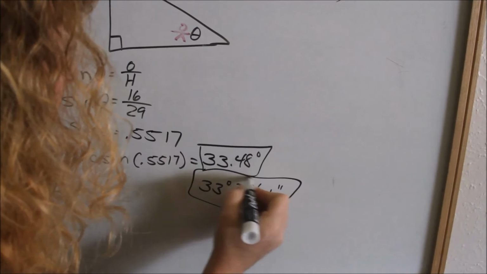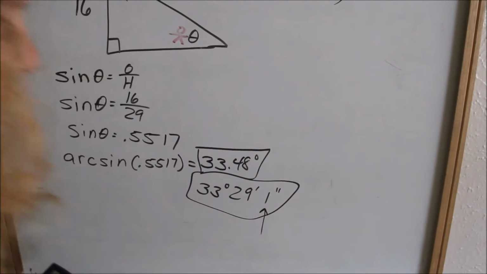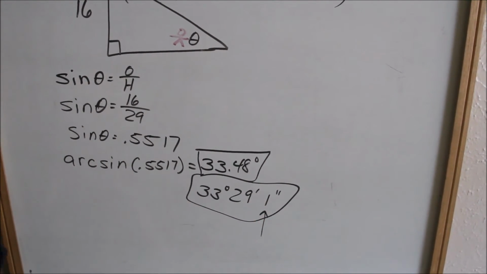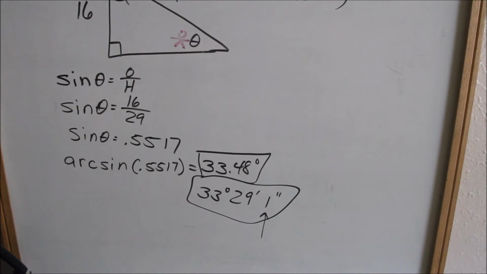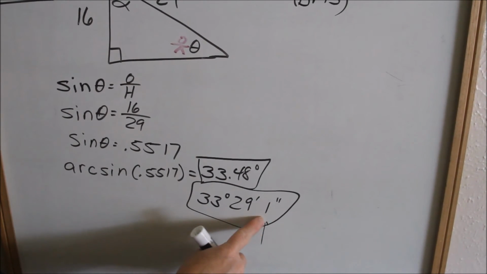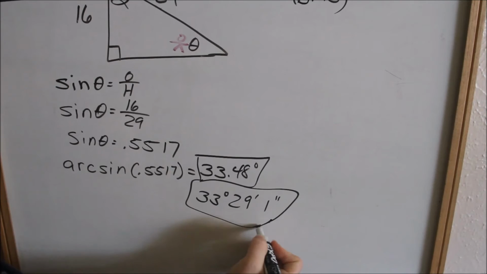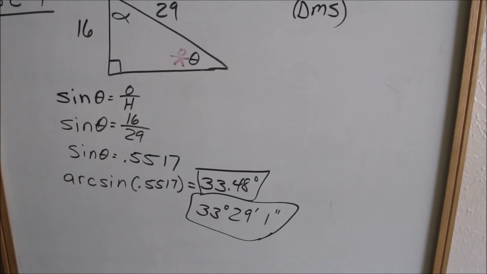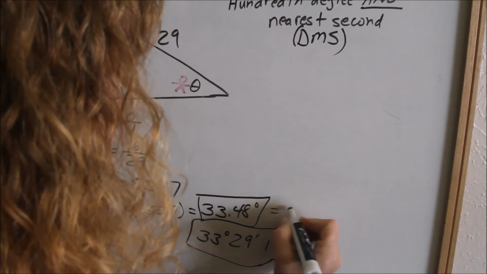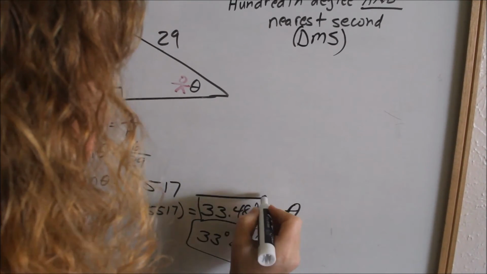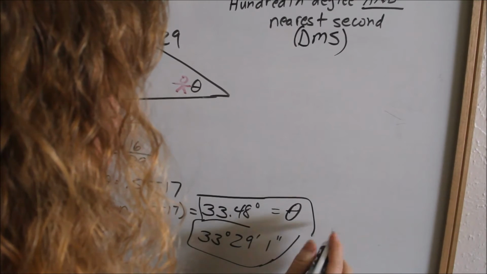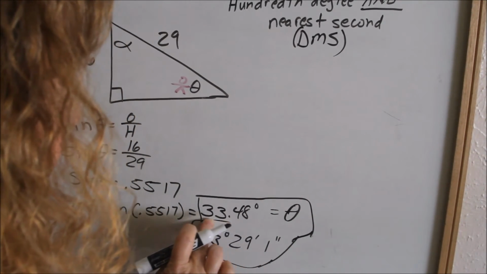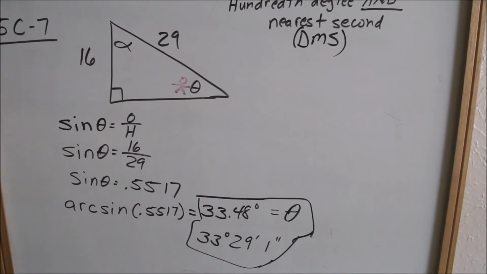Some of your answers may be a little off, especially in the seconds. If you're off just a little bit from the book's answer in the seconds, it's not a big deal. But you can take this decimal and straight convert it to that. Okay, so that's theta. I better label this as theta so I know. So there's theta in decimal and degrees, minutes, seconds.